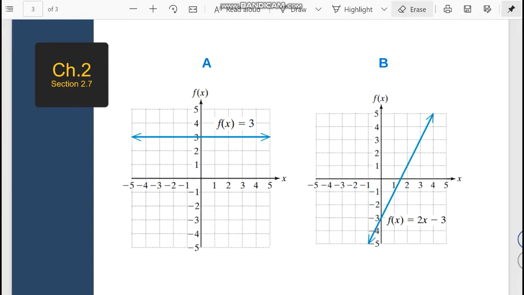Tell me on the chat box. Type here. If you think it's A, type letter A. If you think it's B, type letter B. Which one is the constant function? And you will type letter A, Jacob letter B.